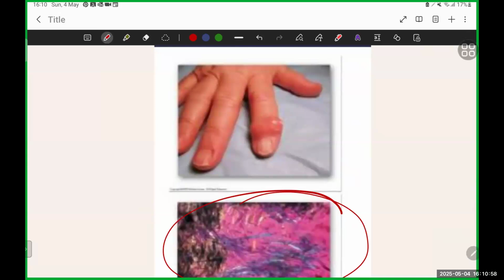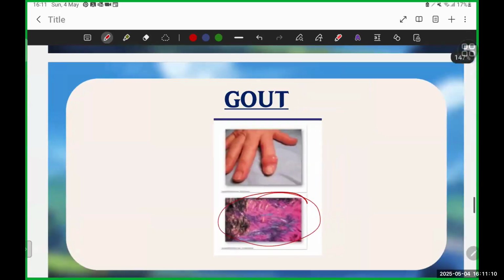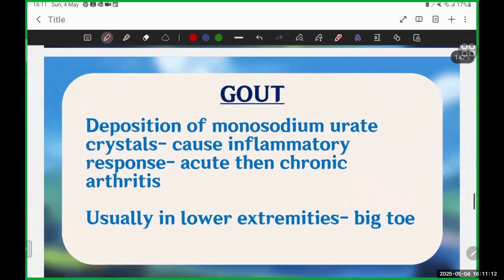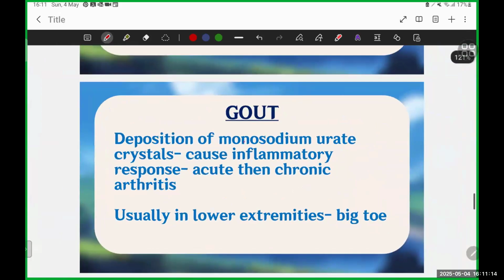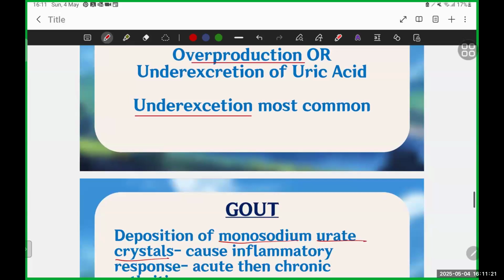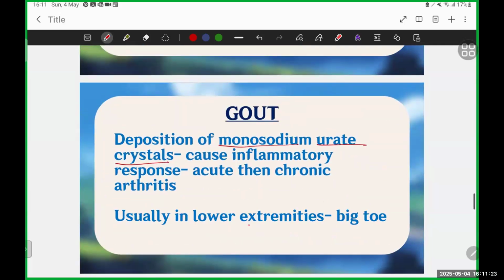I'm pretty sure you guys have encountered that in the TBL, the big toe. And what is the diagnosis? Or they're just going to ask you something about gout. Keep that in mind: the big toe thing, in the lower extremities. The crystals are called monosodium urate crystals, and they cause an inflammatory response. It's acute and then chronic arthritis. Just remember that it's in the lower extremities and it's going to cause big toe involvement.